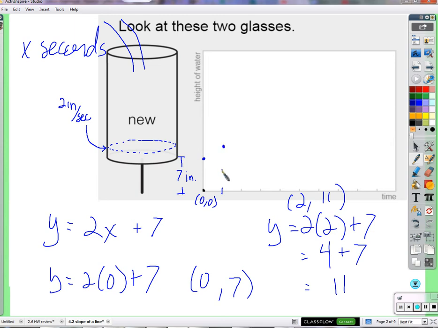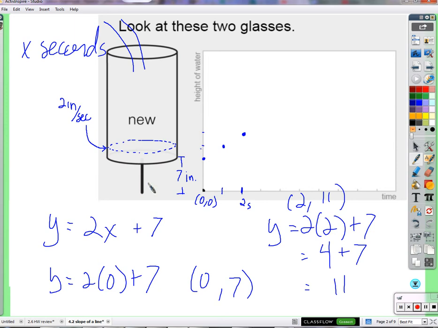You're going to try to establish a pattern here. So another second goes by. Here's the second tick mark. Let's call that 2 seconds. What happens in that 1 more second? It goes up 2 more. Okay, in those 2 seconds, it's gone up a total of 4 inches, right? Every second it goes up 2 inches.